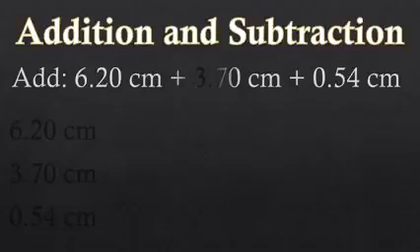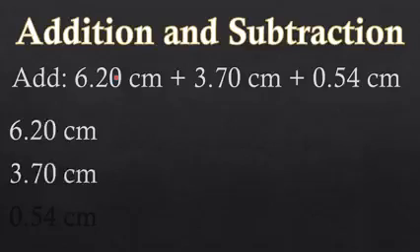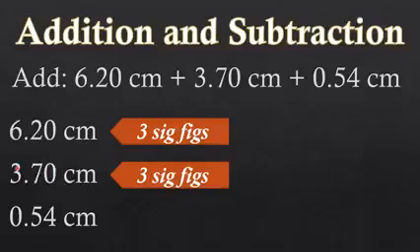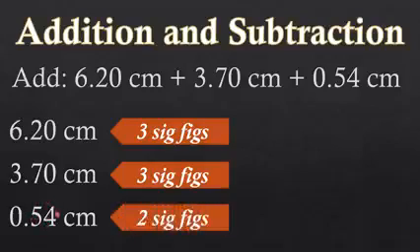Let's say, for example, add 6.20 centimeters plus 3.70 centimeters plus 0.54 centimeters. Let's analyze each given muna. In 6.20 centimeters, meron tayong tatlong significant figures, and these are 6, 2, and 0. In 3.70, tatlo din po yung significant figures: 3, 7, and 0. In 0.54, we have only 2 significant figures, and that is 5 and 4. Again, leading zeros are not significant.